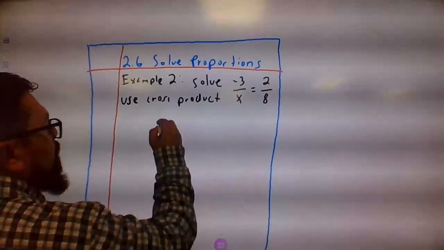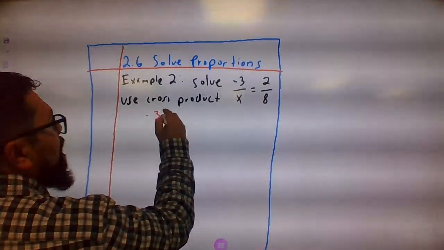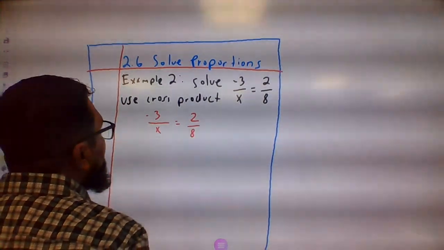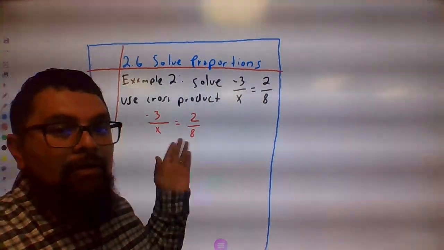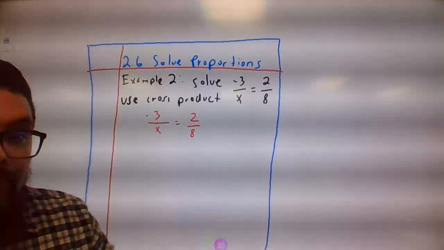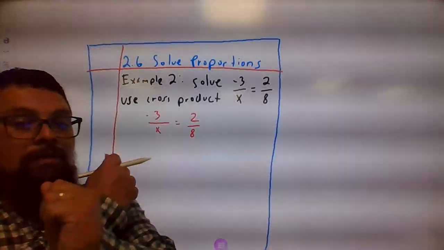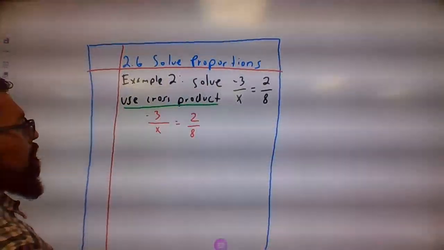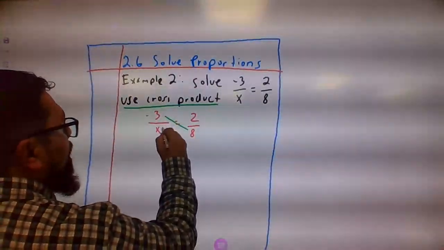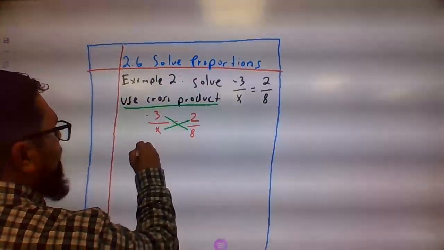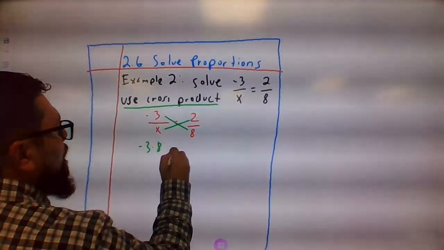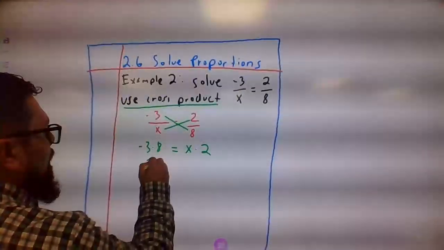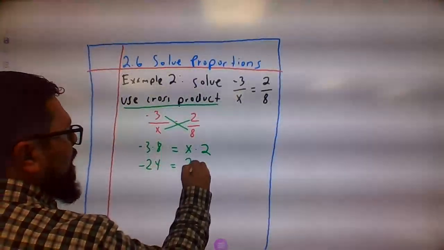So again, let's rewrite it first. So negative 3 to x is equal to 2 to 8. So let's find out what x will be to make this true. All right, so let's go ahead and use the cross product. It says right here, use the cross product. Okay, so multiply here. So negative 3 times 8 is equal to x times 2. So this is negative 24, and this is 2x.